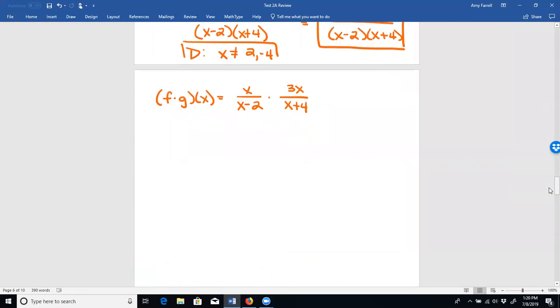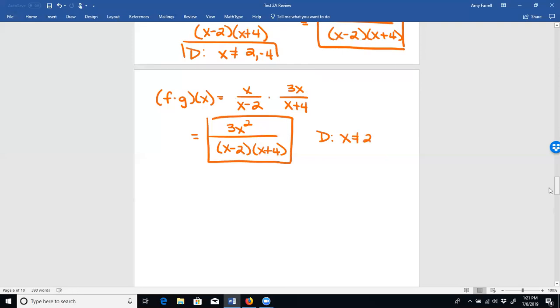Got it. Okay, when we multiply, we do not need a common denominator. We just multiply numerators and we multiply denominators. So multiplication is actually the easiest of the three operations, in my opinion. So that's it. Our domain is the same. X cannot be positive 2 or negative 4.